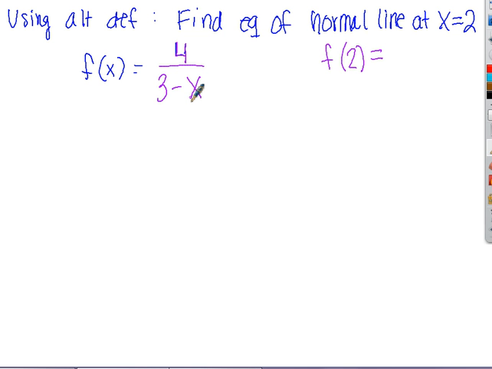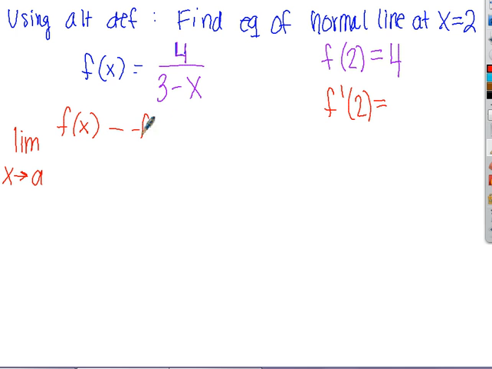So f of 2 would then be 4, right? 4 over 3 minus 2, 4. Good. What's the other thing you need? You got your point. What's the other thing? You need your slope. And this is the part that you use the definition for. So we said we were going to use the limit as x goes to a of f of x, I'm just going to rewrite it, minus f of a all over x minus a.